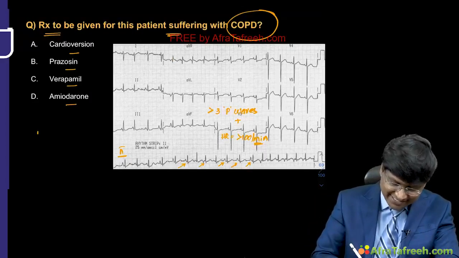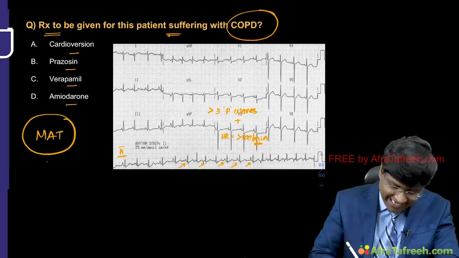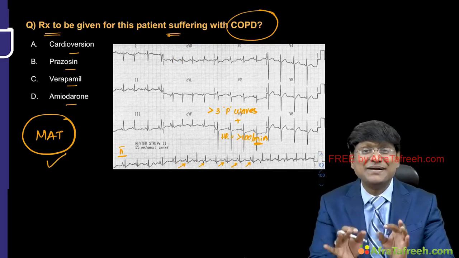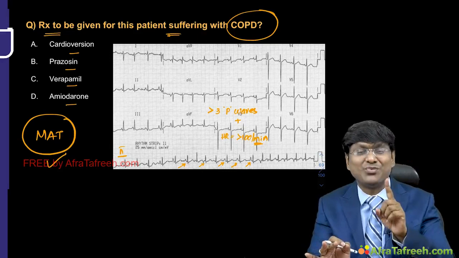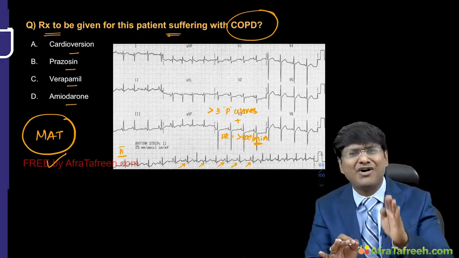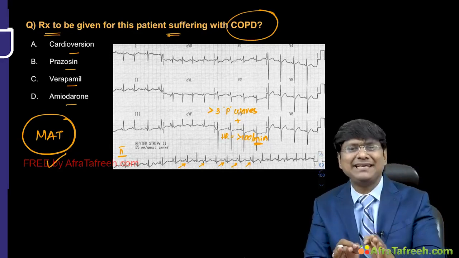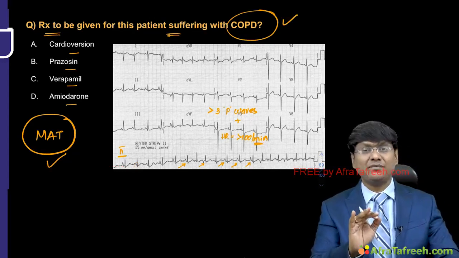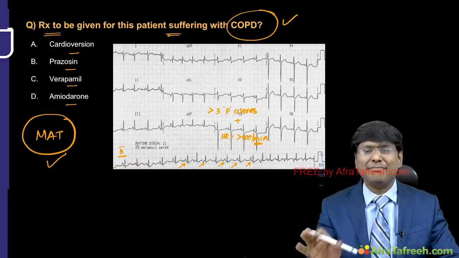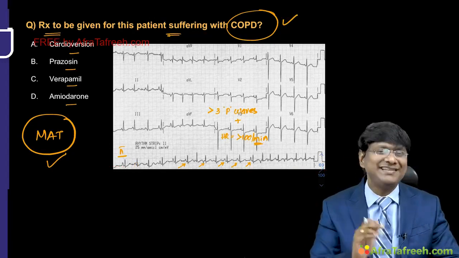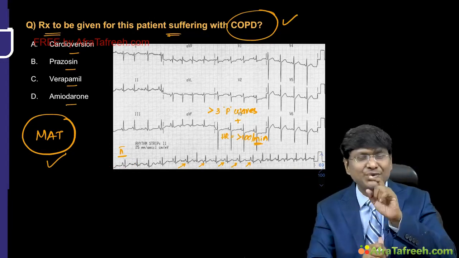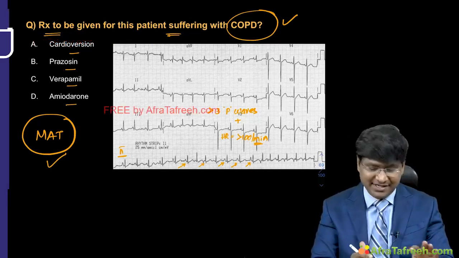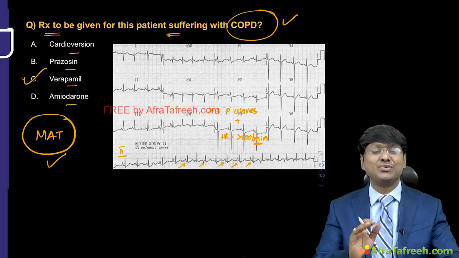What is that called? That we call multifocal atrial tachycardia. And multifocal atrial tachycardia is one of the very, very important abnormal rhythms or abnormal ECGs. You come across this in patients with COPD. So in COPD, if the question is asked what will be the abnormal rhythm, that will be MAT, multifocal atrial tachycardia. Then how do you treat these patients? Remember, in COPD, you cannot give beta blockers, right? Usually they are avoided. The best drug here will be the calcium channel blocker, that is verapamil.